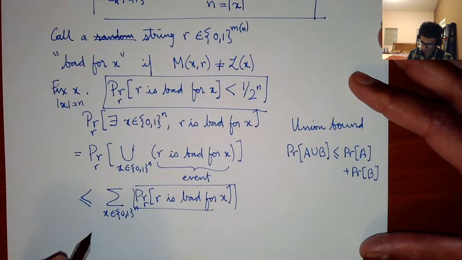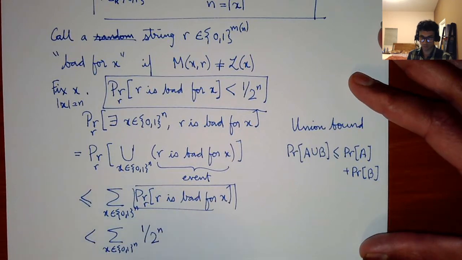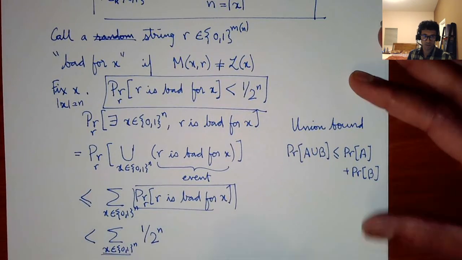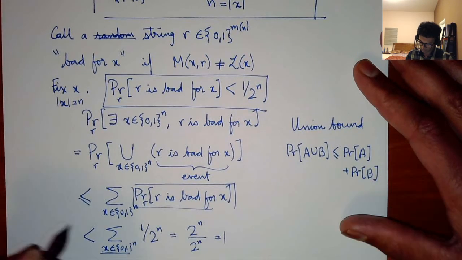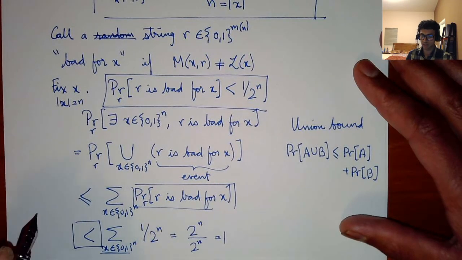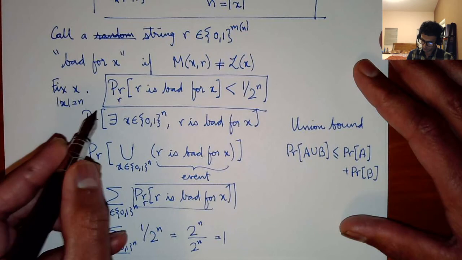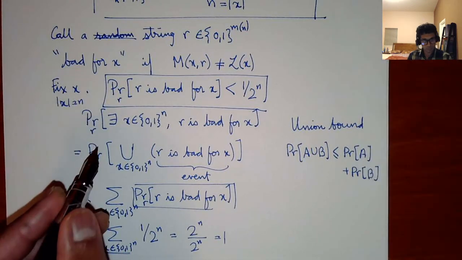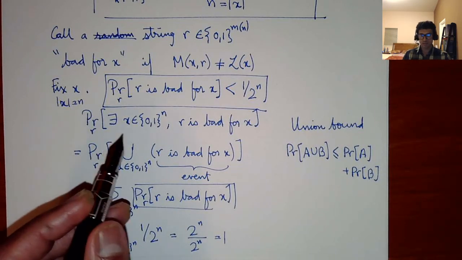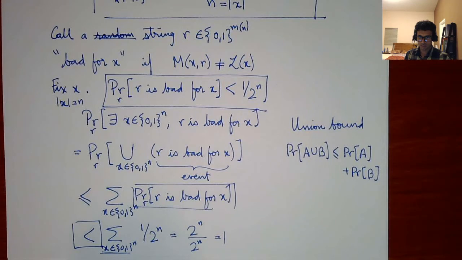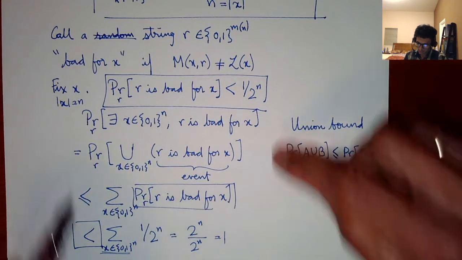So we can say this is strictly less than the summation over all x of this probability, which is just 1 divided by 2 to the n. How many strings are there? At most 2 to the n. So this is 2 to the n divided by 2 to the n, which is 1. And there's a strictly less than here. What this is saying, putting it all together, is that if you choose R at random, the probability that there exists an x for which R is bad is strictly less than 1.